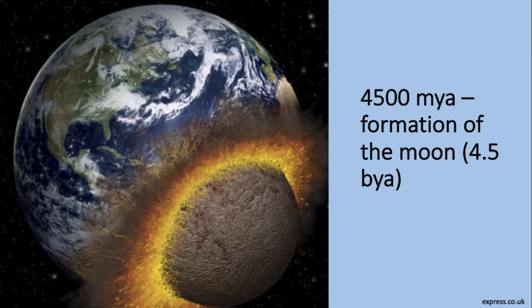And then a little while later, 4.5 billion years ago, we have the formation of the moon. Scientists believe that happened when another small planet collided with Earth, knocking a chunk out of Earth, and that chunk became captured in Earth's gravity and now orbits the Earth, and we know it as the moon.